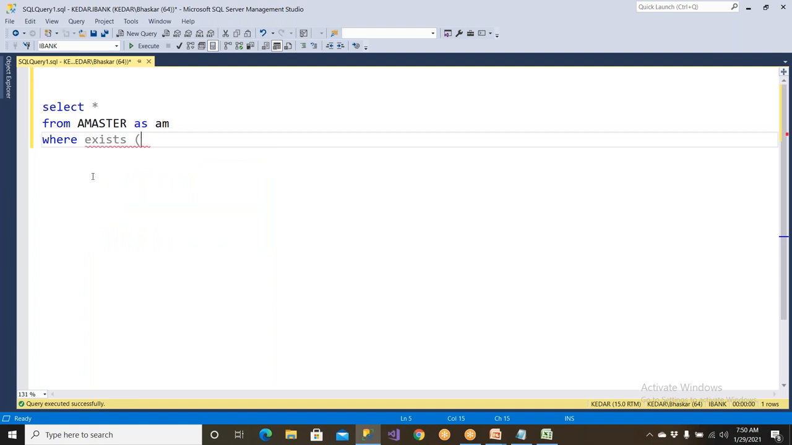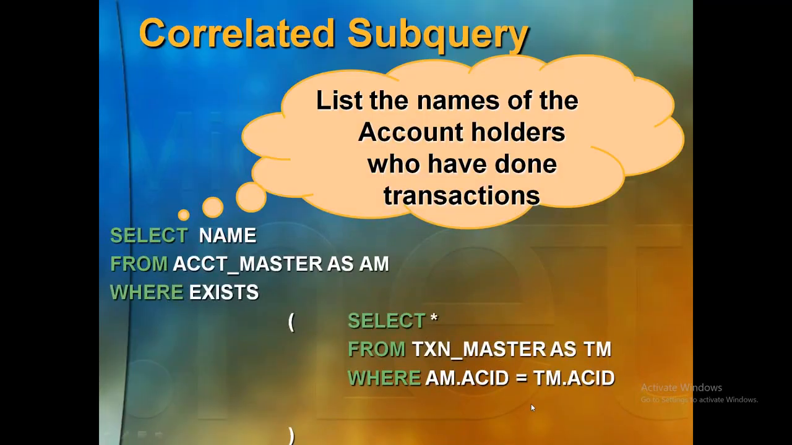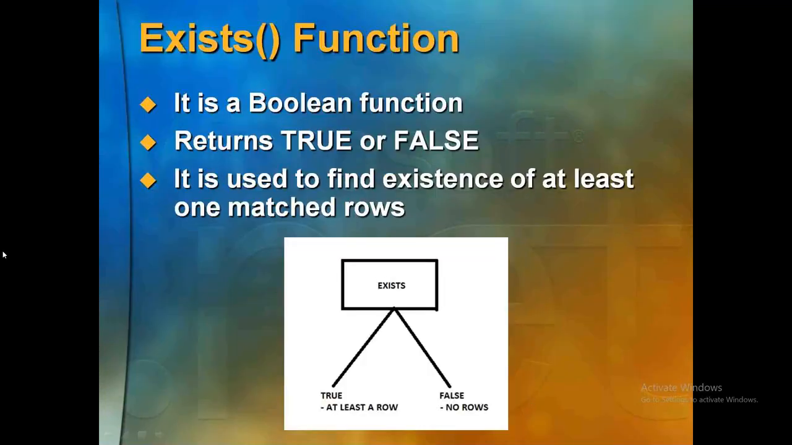This function we can use anywhere. It need not be in a correlated subquery. You can use this function anywhere. So the EXISTS function, I'll tell you something about this function now. It is a Boolean. Boolean means it will give you true or false, only either a true or a false. It is used to find the existence of at least one matched data.